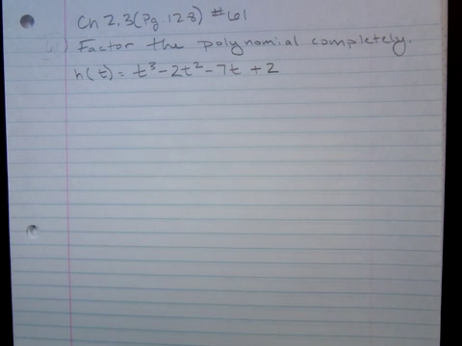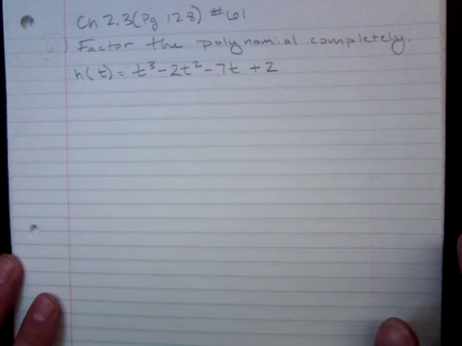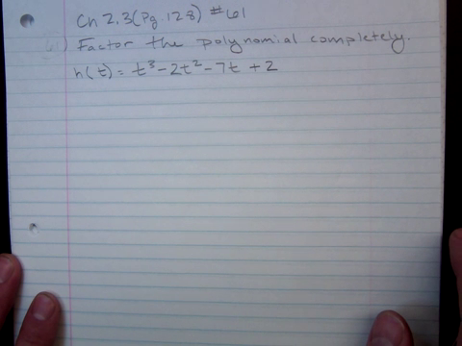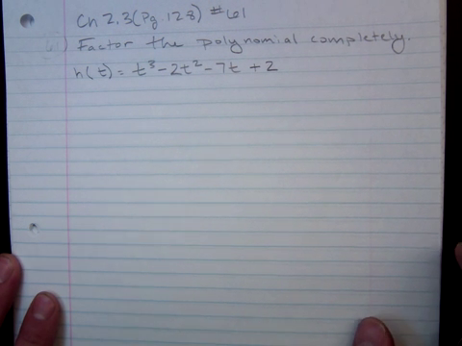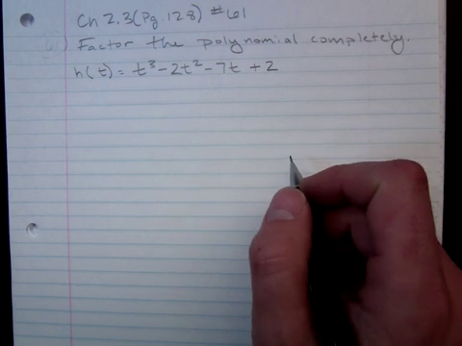All right, so this is number 61 out of chapter 2.3. This is an example where they ask us to factor this completely by finding the zeros. Now, initially, we need to find those zeros graphically.